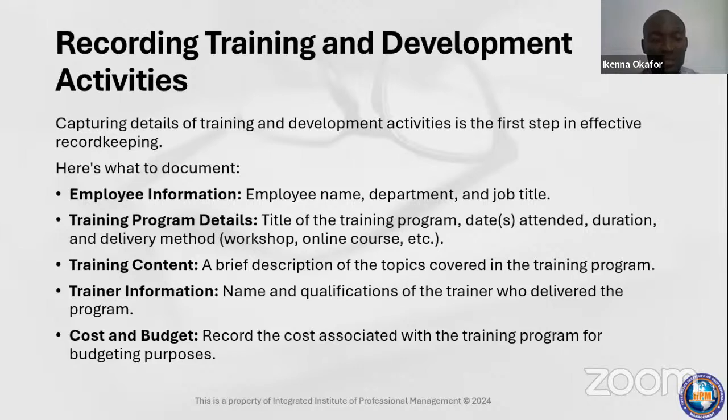Here is what to document. Employee information: the name, department, and job title. Training program: the title of the program, dates, duration, method of delivery. So have a training form for this. Content: a brief description of the topics covered in the training. The trainer information: the name and qualification of the trainer who delivered the program. Budget cost: record the cost associated with the training program for budgeting purposes.